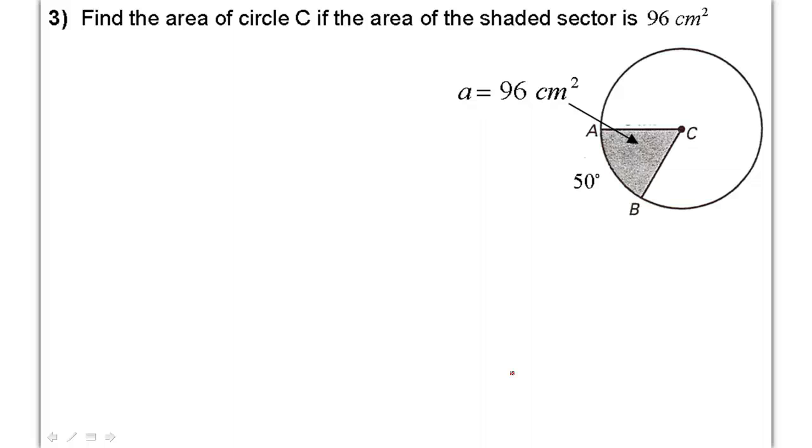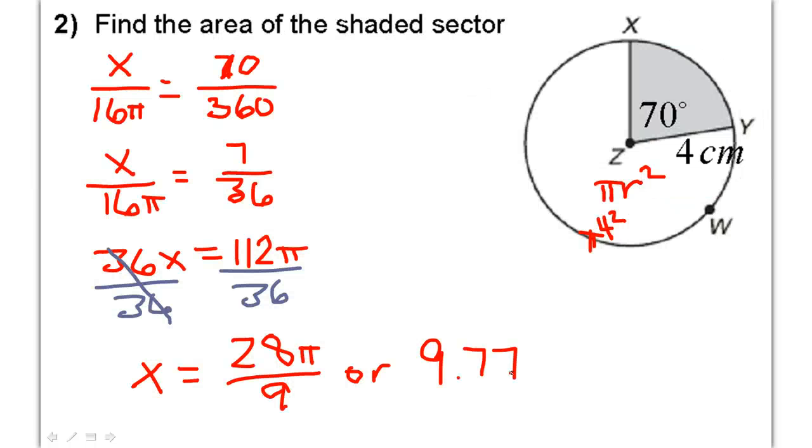Alright, number 3. What'd you get for 2? Number 2, I had 9.77, or 28 pi over 9. Did you find the area first and then put the area into the... I did part over whole equals part over whole.